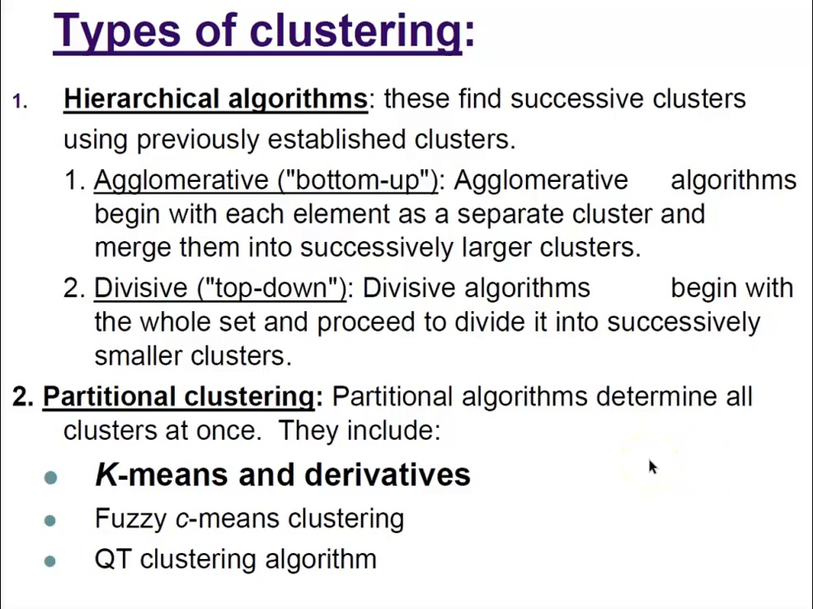Now let's look at the different types of clustering. There are 2 main families essentially: hierarchical algorithms and partitional clustering. Now that we know what clustering is, let's look at the landscape of clustering algorithms so you understand where k-means fits in. The first is hierarchical algorithms, and these build clusters by either combining smaller clusters into larger ones or breaking larger clusters into smaller ones.